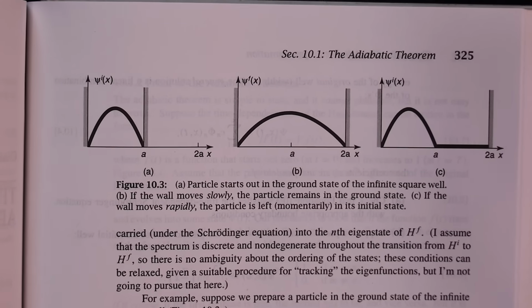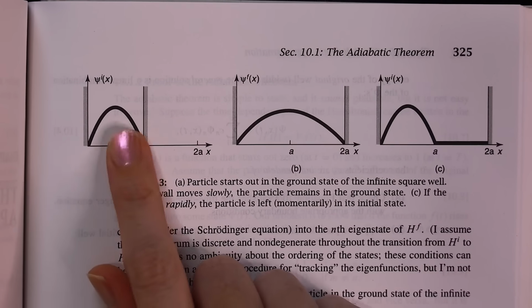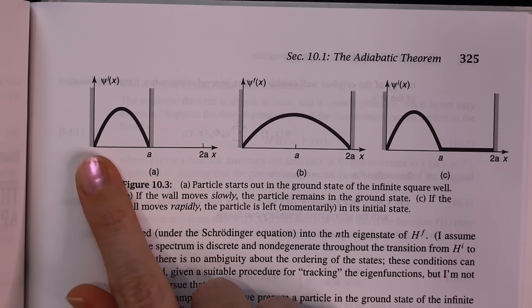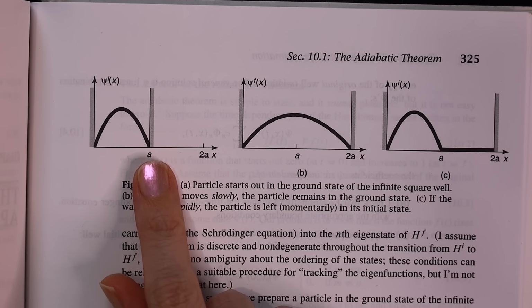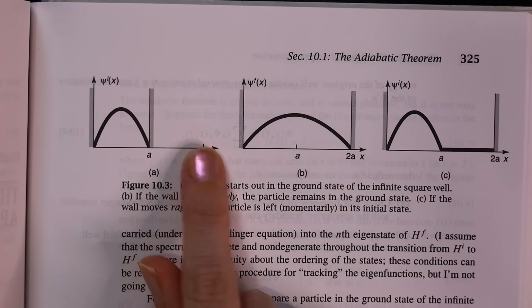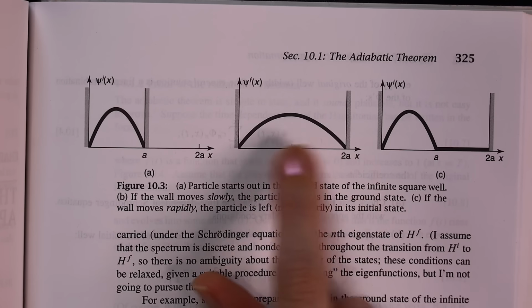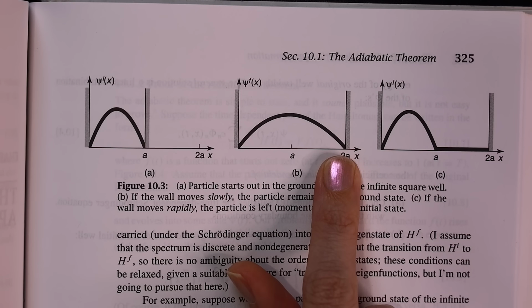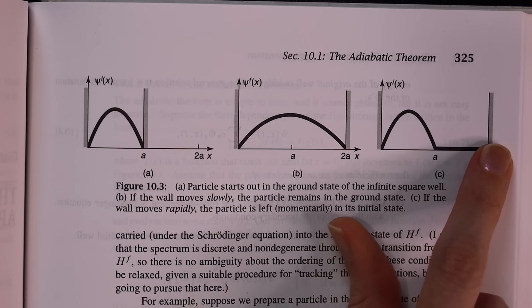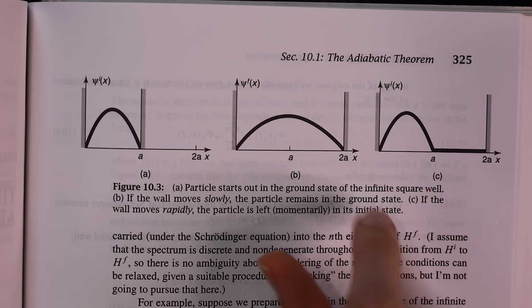Here's an illustration of that. In the first picture, a particle is in a ground state in what is called an infinite square well. If the wall of this box that the particle is in were to move slowly, then the particle can remain in its ground state. However, if the wall were to move rapidly, the particle's state would be disturbed.